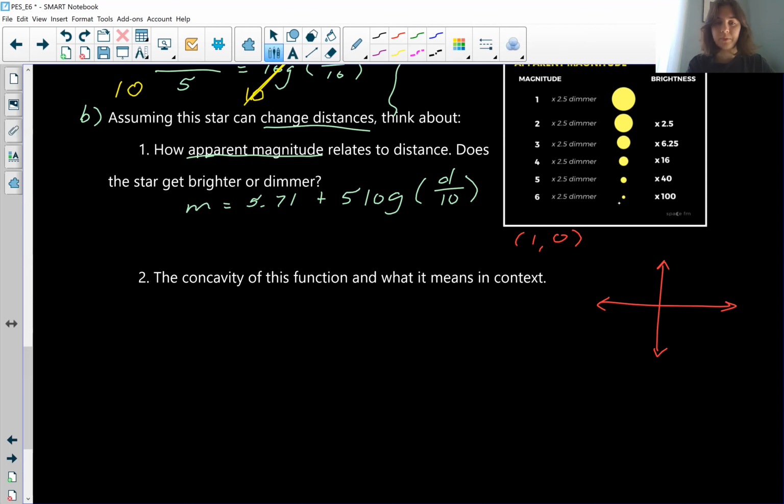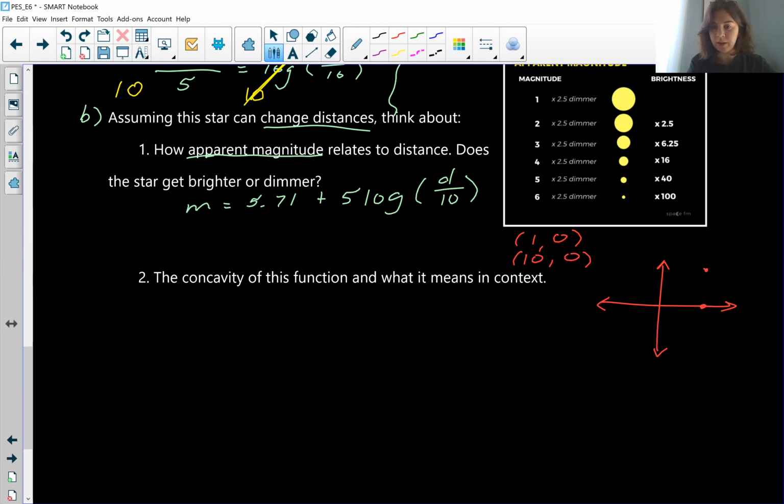we do know that if we plug in 10 for d, that's going to give us 1 in the argument itself, which must have come from a 0 exponent. So 1, 0 is going to turn into 10, 0. So maybe that's right there. But then we do add that 5.71, and so that's going to shift the whole graph up.